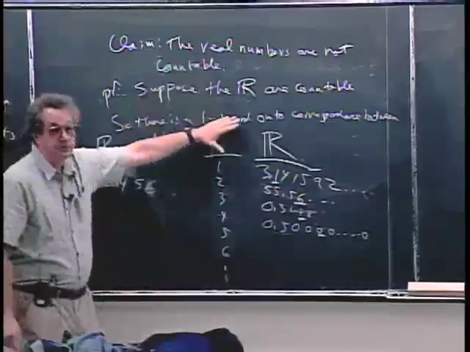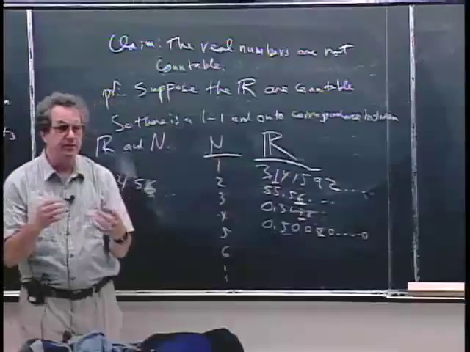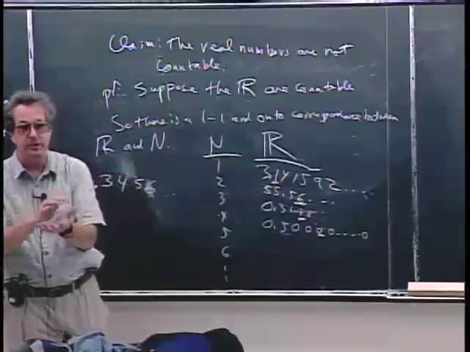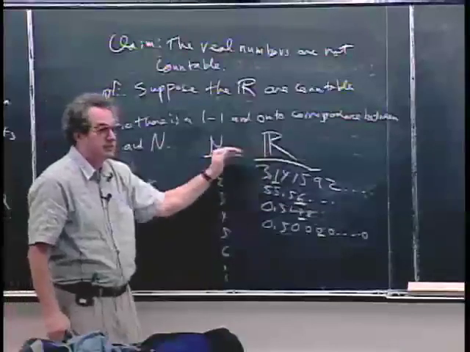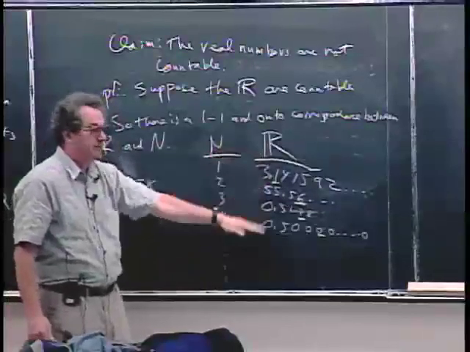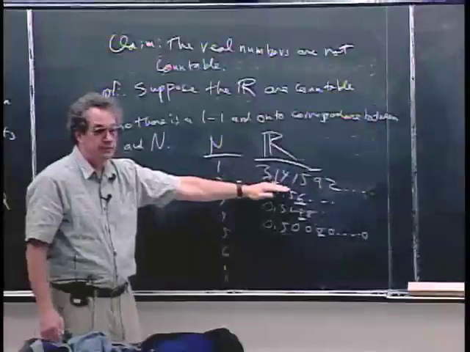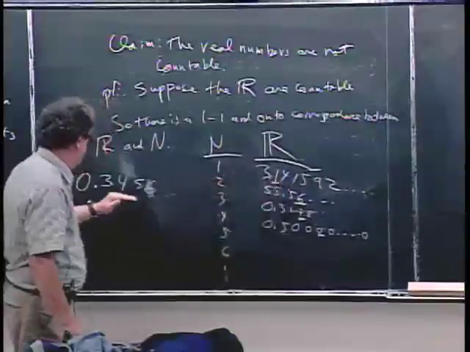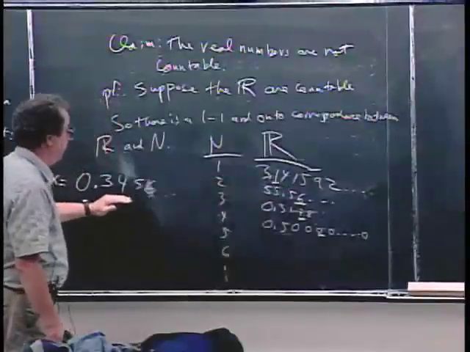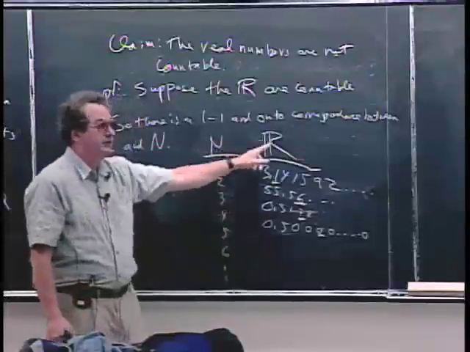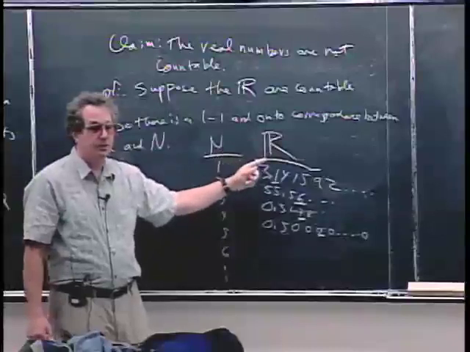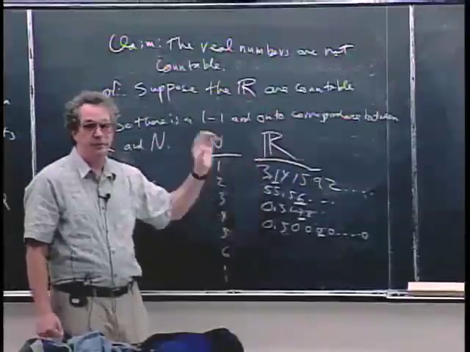So this is a proof. So proofs have things in them that you can't actually physically write down, but you can conceive of. We can conceive of that there's this one-to-one and onto correspondence between the naturals and the reals. And then we can conceive of this number x, which is defined with respect to the supposed one-to-one and onto correspondence. Everybody with me?